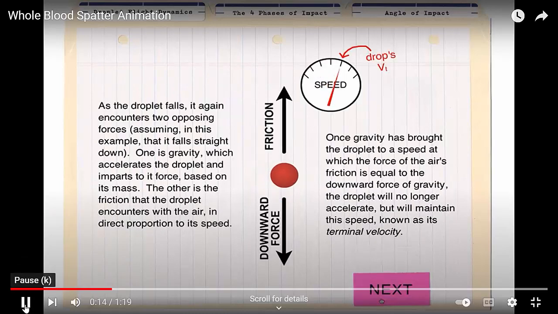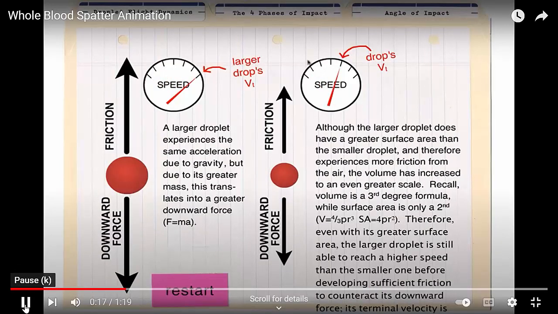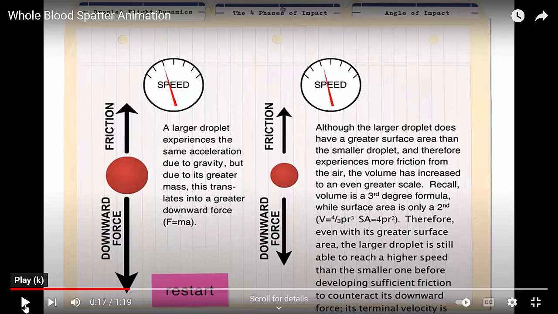So now we have some craziness where they're showing us some information about the downward force and the force of friction. So a larger droplet experiences the same acceleration due to gravity, but due to its greater mass, this translates into a greater downward force. So it's going to be the same acceleration, but it's going to hit harder.